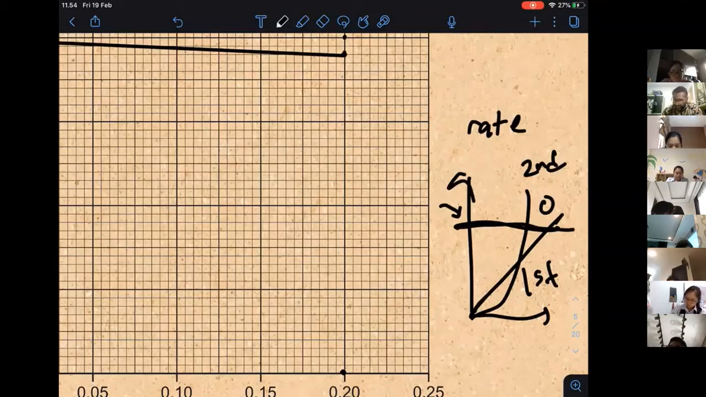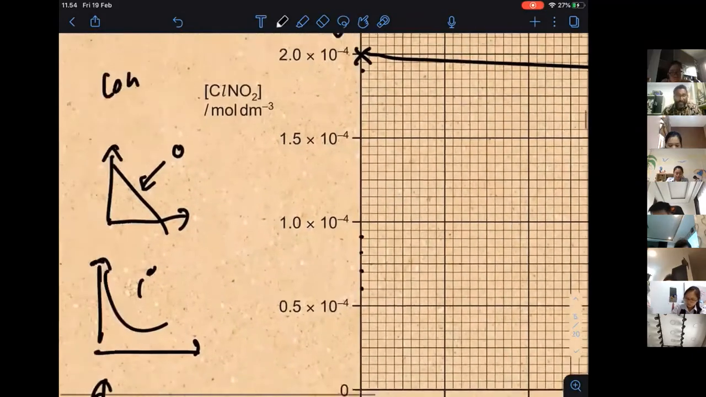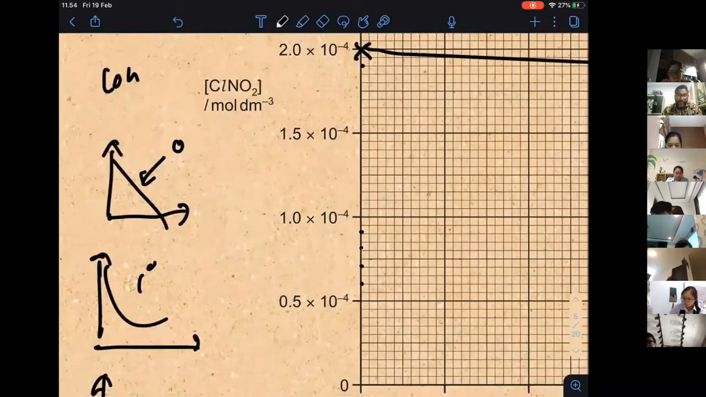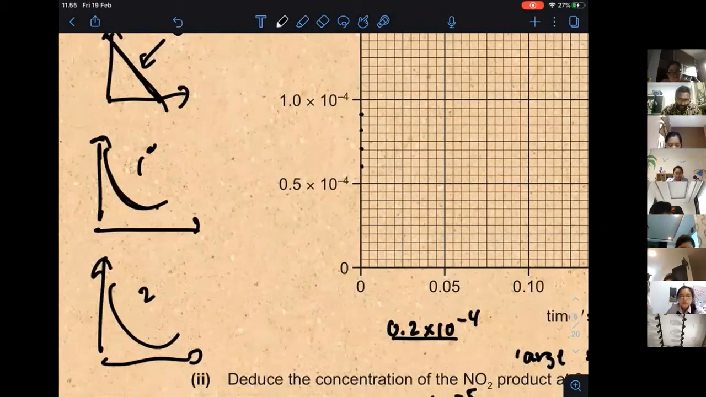If it is first, it's supposed to be like this. This one's supposed to be like this. But this is a graph for concentration against time. So always remember, for concentration against time, if you're talking about the reactant, this is going to be for zero order. And for first order and second order, it's supposed to be a curve. It's going to be a different kind of curve.